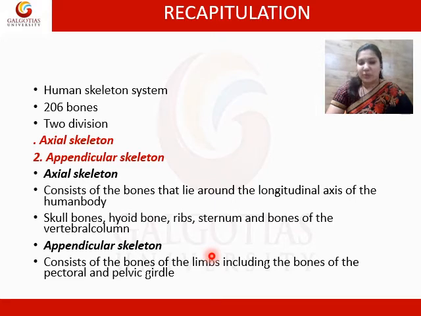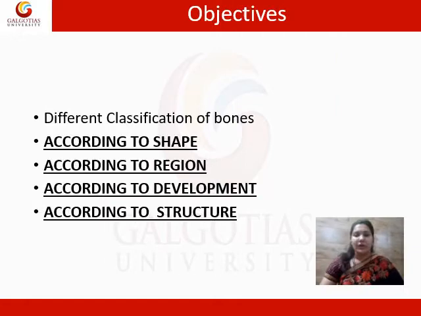Today we will discuss the classification. Let's begin with the objective. Today we will discuss the classification of bones. We will discuss the classification of bones in different manners, that is according to shape, according to region, according to development and according to structure. In this lecture, we will discuss the classification of bones according to shape in broad spectrum, as it is the main classification.